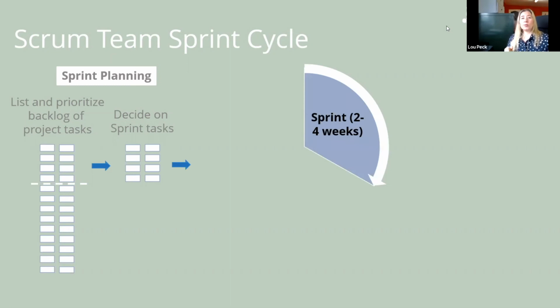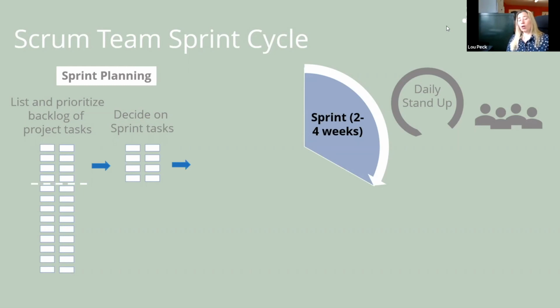So then you run your sprint. I'll do that gently so I don't hurt my back. But you run your sprint and you're basically working in a 2 to 4 week period, and you are ensuring that you're working on those specific tasks. So everyone knows what you're working on.